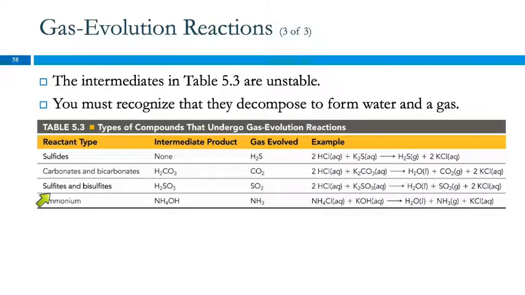These three groups form intermediate products that are unstable. So we just talked about carbonic acid, H2CO3. Sulfurous acid is another one, and ammonium hydroxide. So if one of these is the product of our ion exchange, then we need to know that this is going to be unstable and decompose and form a gas.